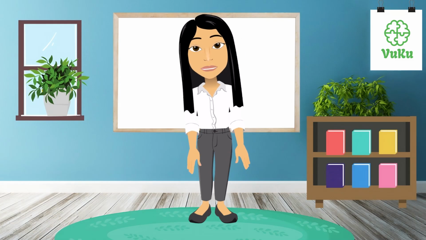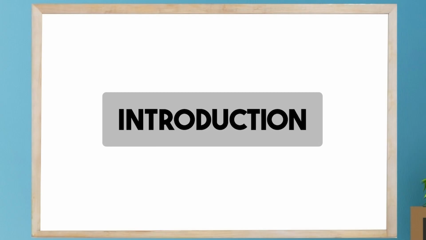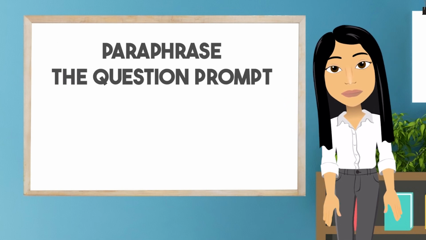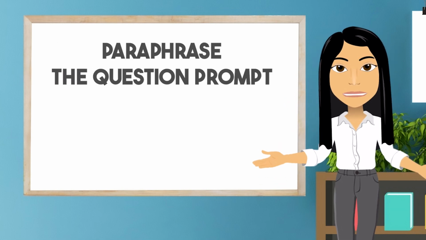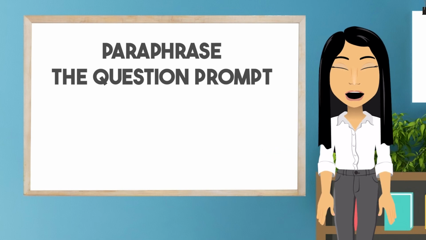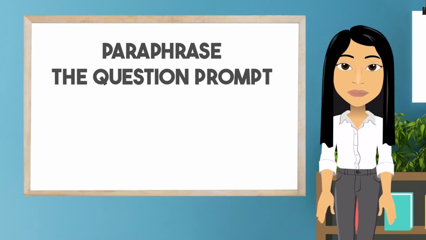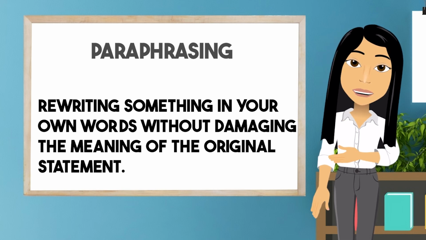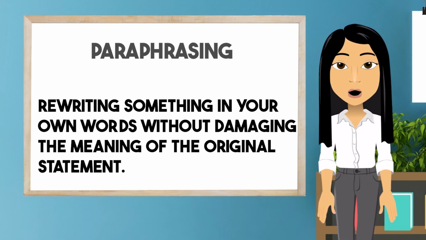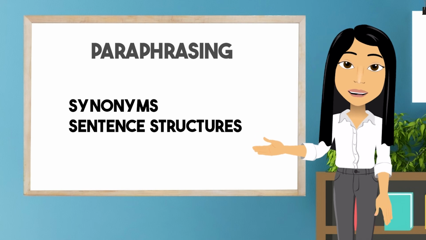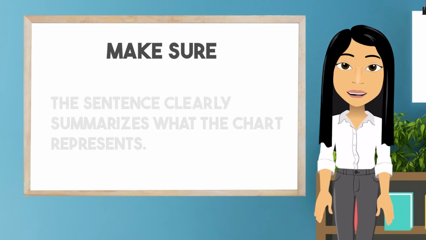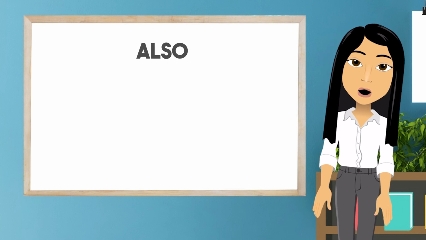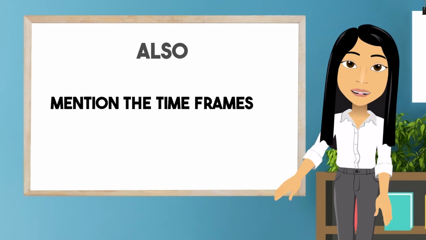Next, let's go through how to structure your response. Introduction. The first thing you have to do is paraphrase the question prompt. That's all you have to include in the introduction section. If you see something important enough on the chart, add that too. Paraphrasing is rewriting something in your own words without damaging the meaning of the original statement. You can do that by using synonyms and sentence structures. One thing you should make sure is that the sentence clearly summarizes what the chart represents. Also, mention the time frames if applicable.